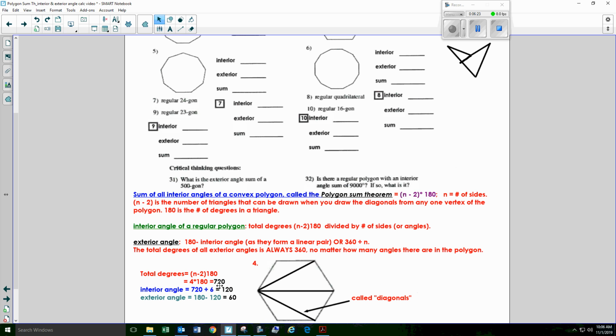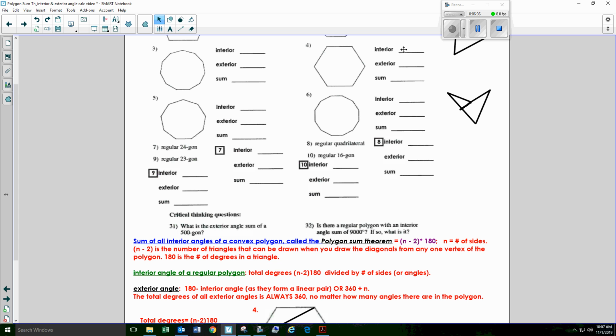Now remember, since they're all equilateral and equiangular, to get any one of these angles, I just take that 720 degrees divided by the number of angles, which is 6, and I get 120 degrees. So that's the answer for the interior. Each interior angle here is 120 degrees.